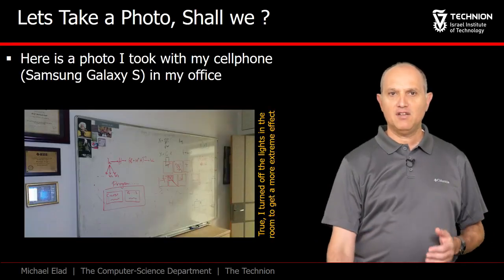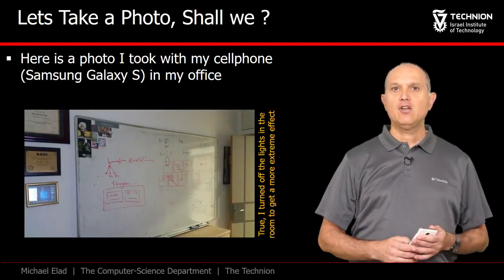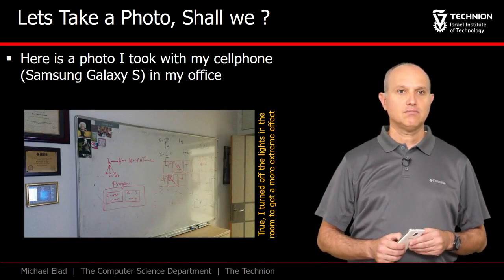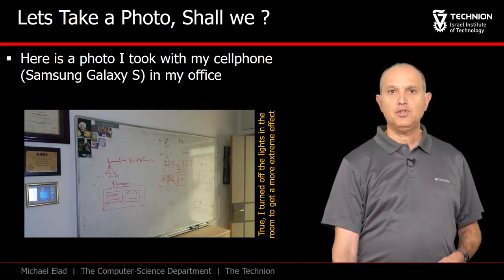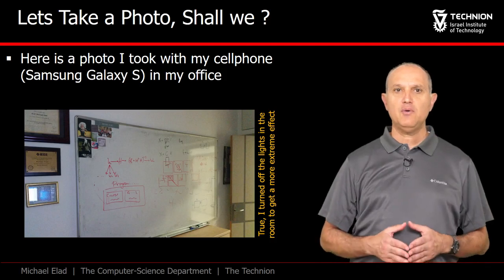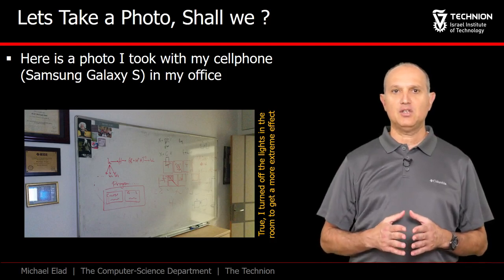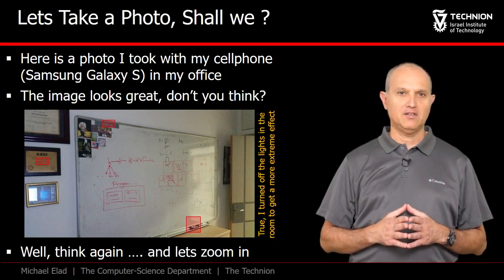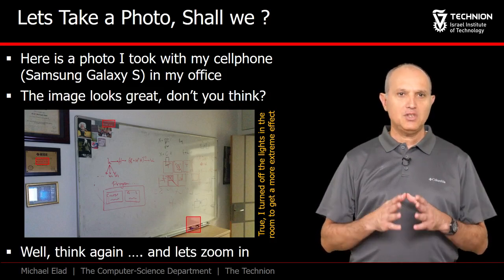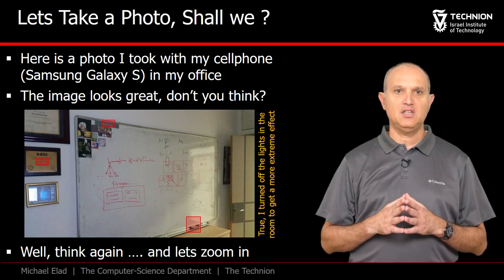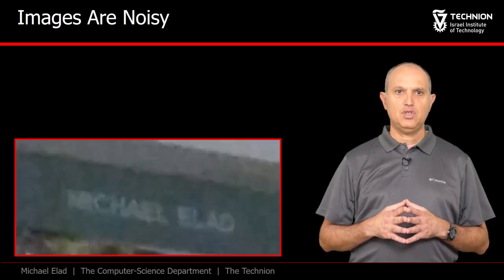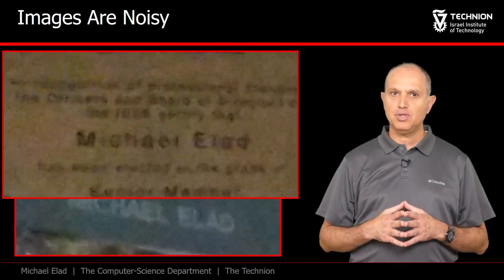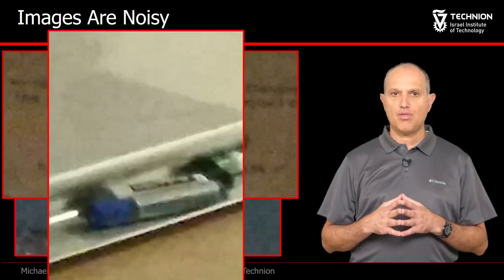I took my cell phone, here it is, and got this photo of my office. And yes, I turned off the lights before doing so in order to strengthen the effects that we are about to discuss. A lovely image, don't you think? Wait, are you sure? Let's zoom in on these regions and see the details. This is one portion of the image, magnified. Here is a second portion, and this is the third.